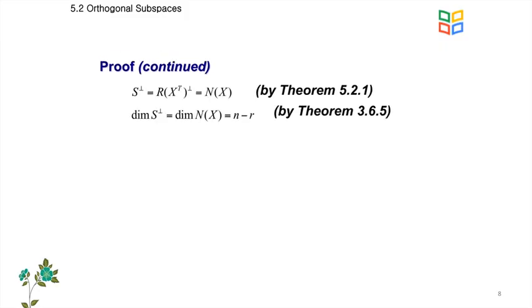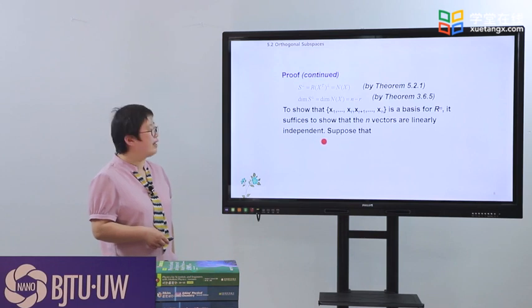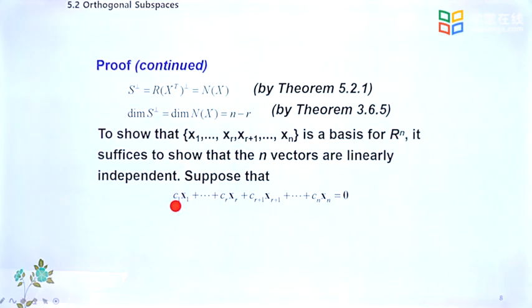And to show that x1 till xr, xr plus 1 till xn form a basis for Rn, it suffices to show that those n vectors are linearly independent. Suppose that c1 x1 plus till cr xr plus cr plus 1 xr plus 1 plus till plus cn xn equals 0. So this is a linear combination of the given n vectors equal to 0. And we see this first part we can denote as a vector y, and this part we can denote as a vector z. And we know that y plus z equals 0.